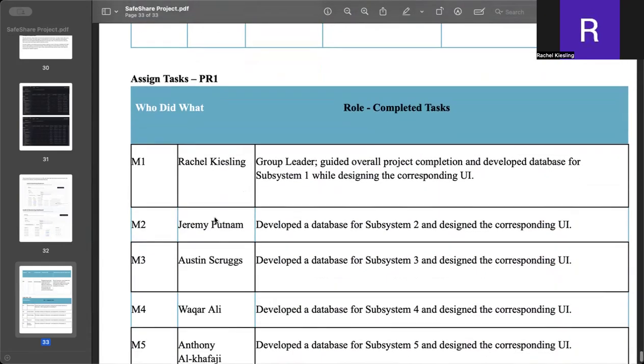And that is what all of us have done for this progress report.